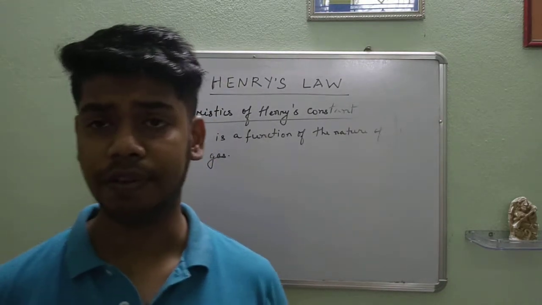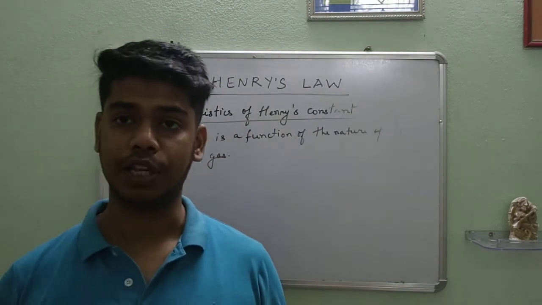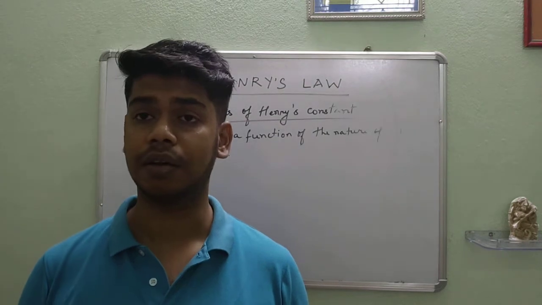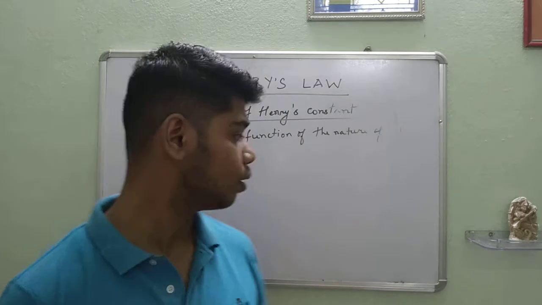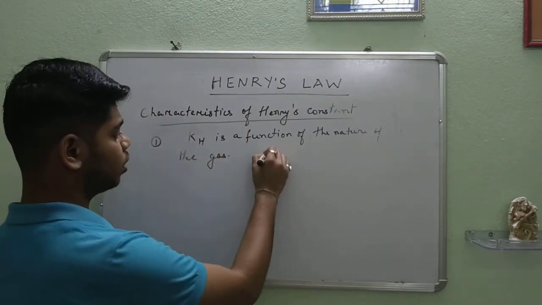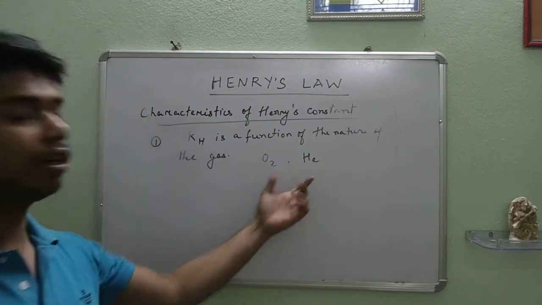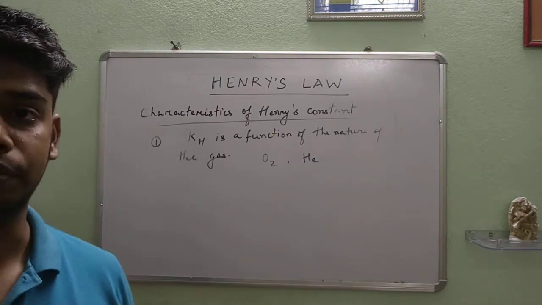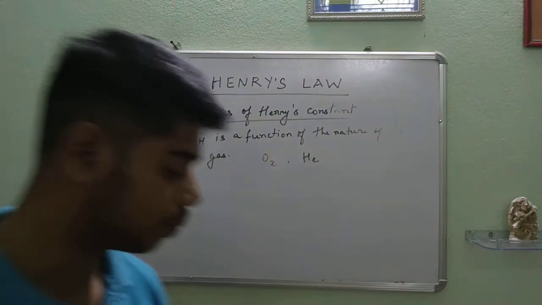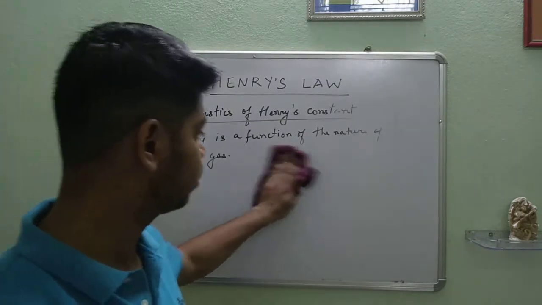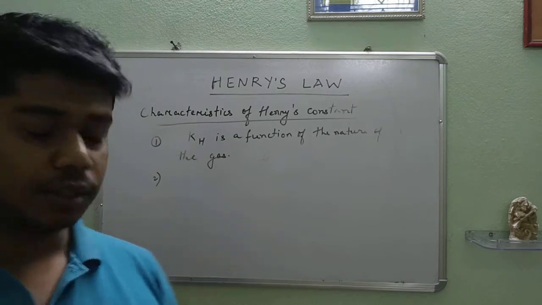Different gases will have different values of KH. As we change the gas, the value of KH will also change. Suppose we consider two gases, oxygen and another gas, suppose helium. Both are different gases, so both will have different values of KH. This is the first characteristic of Henry's constant. Coming to the second characteristic.